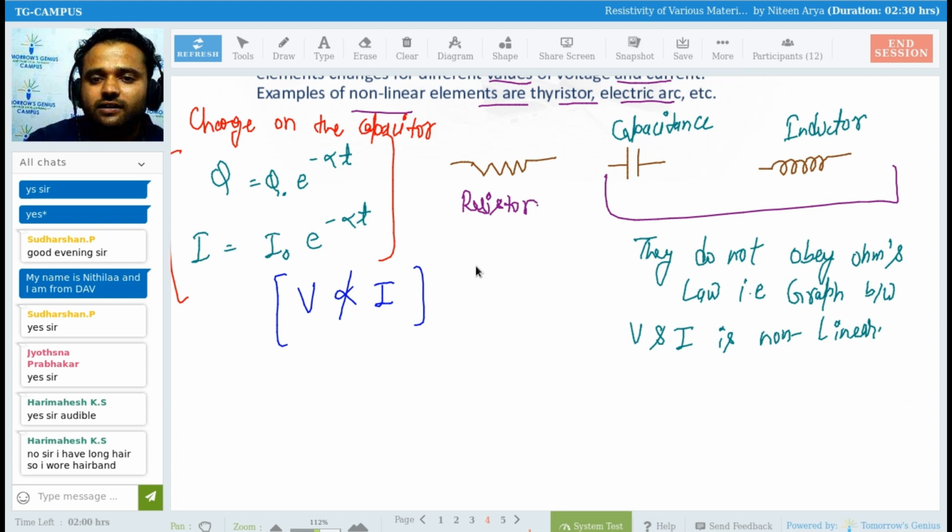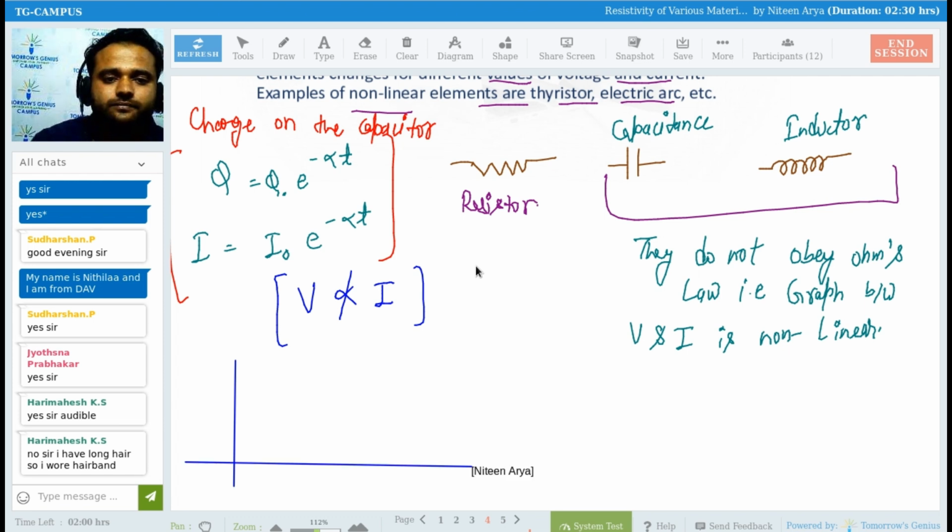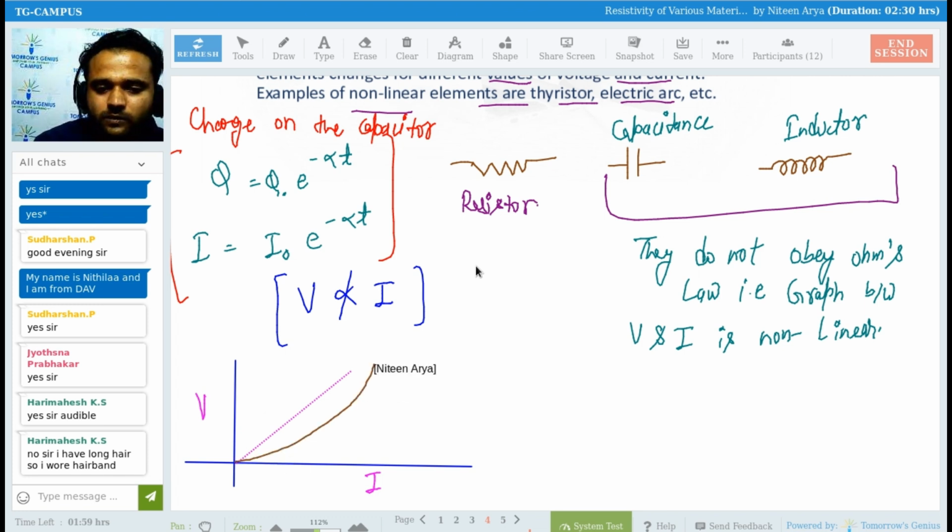More clearly, what is the statement about this? This is your V, this is your I, or you can do vice versa. So this is not linear like this, but somewhere it looks like this. Okay, not this, this is wrong. This is correct. Clear, everyone?